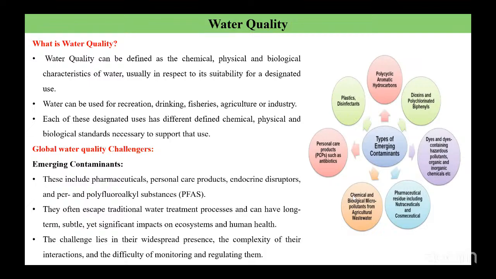The challenge lies in their widespread presence, the complexity of their interactions, and the difficulty of monitoring and regulating them. So the major challenge is the spreading. They are emerging, so they continuously spread in any water substance. They spread diversely, and given the complexity, they don't easily dissolve, they cannot be easily removed, they cannot be easily monitored, and they cannot be regulated. So these emerging contaminants have a major impact on water quality.